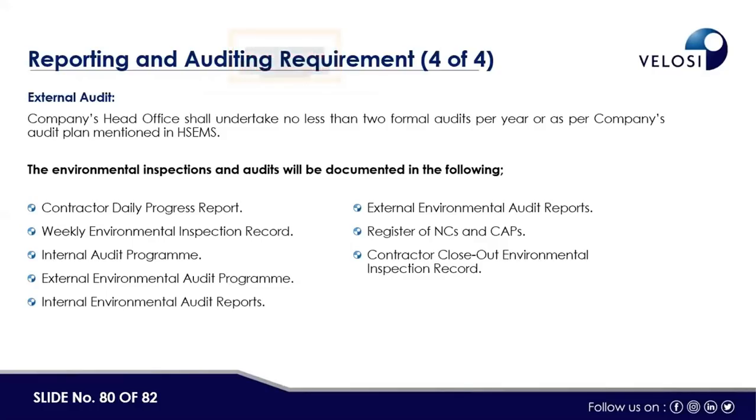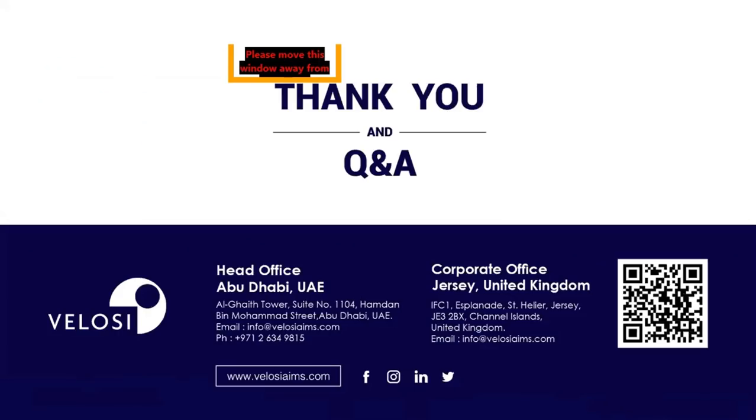The environmental inspection and audit will be documented in the following: contractor daily progress report, weekly inspection record, internal audit program, external audit, internal audit reports, external audit report, register of ANSIs and CAPs, and contractor close out environmental inspection reports. So this is all about the construction environmental management plan that we have developed for this project, and our overview of the environmental management plan. So is there any question?